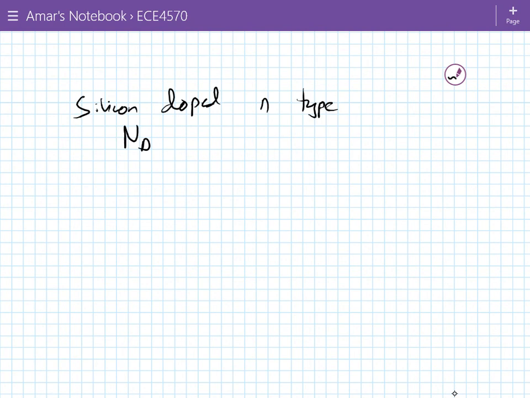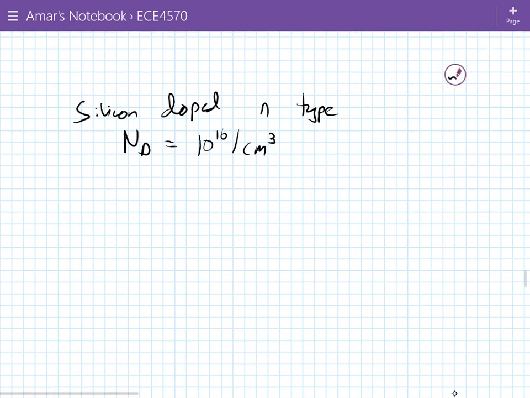So let's say we have silicon doped N-type, and we say Nd, the number of dopants, is equal to 10 to the 16th per centimeter cubed. This means we put in 10 to the 16th arsenic atoms for every centimeter cubed of material. What we want to do is find N0 and P0, the electron and hole concentration.